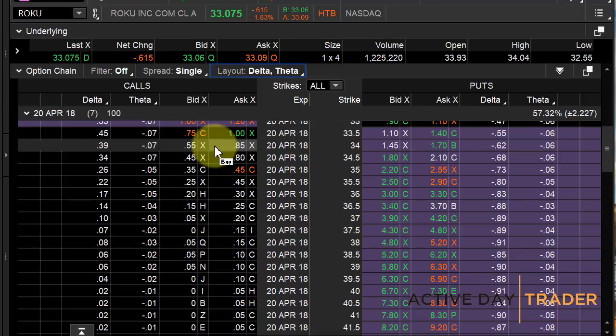We went over the call side, practice the same thing we just did, but do it on the put side.